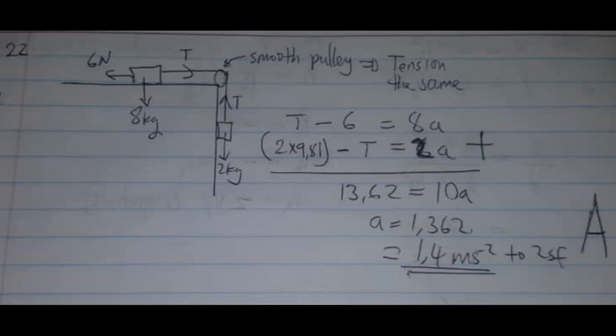So the weight is 2 times g, minus the tension, should equal the mass times acceleration, 2a. Okay, since these are a system of simultaneous equations, and the signs on T are not the same, we add. So adding the two gives you 13.62 is equal to 10a. So a will be equal to 1.362, which is approximately 1.4. Answer is A there. I hope that makes sense.